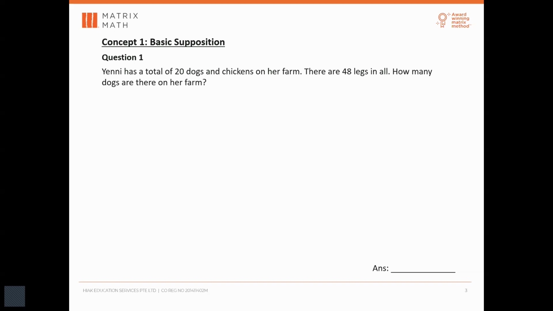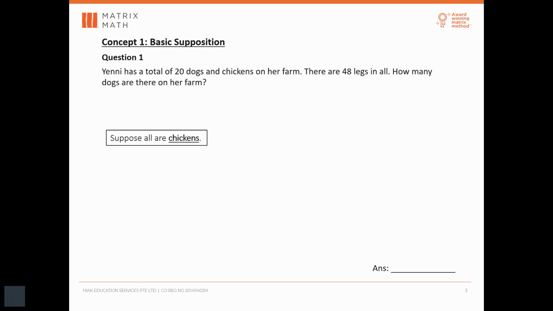Okay, so from here, we start off with, if the question is asking for how many dogs, we always want to start with the opposite animal, in this case, chickens. This would help us get to the answer more quickly. If you start off supposing all are dogs, you can also get to the answer, no problem. But if they're asking for dogs, the more efficient way would be to start off with the opposite. This is for the basic supposition.